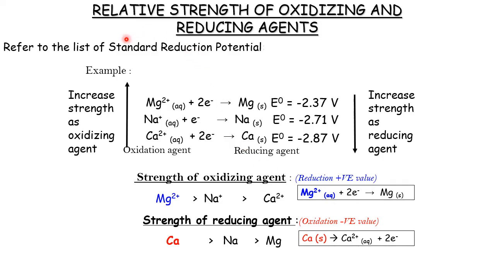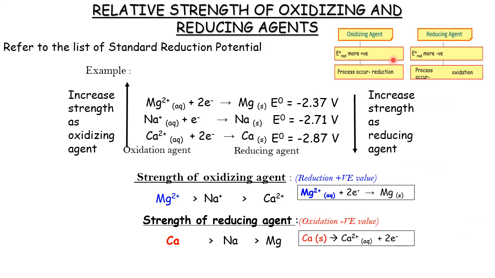Okay, now we look at the strength of oxidizing agent and reducing agent. First of all, you must always have this concept. Oxidizing agent undergo reduction, the E node reduction, right? The standard reduction potential with more positive value. And then reducing agent undergo oxidation, the standard reduction potential with more negative value. So this is the basic concept we need to know.